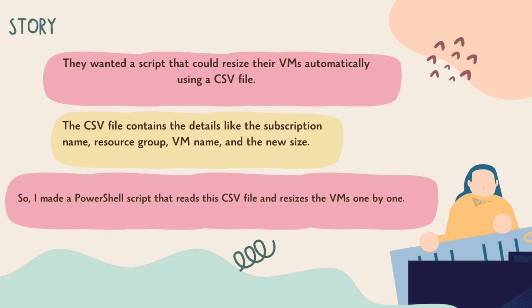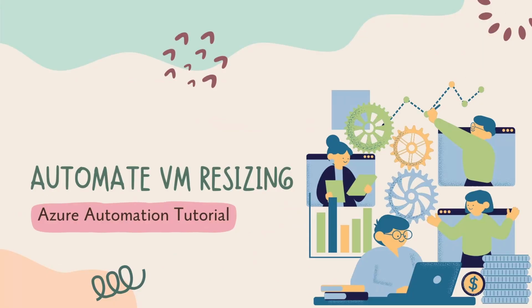They wanted a script that could resize their VMs automatically using a CSV file. The CSV file contains details like the subscription name, resource group, VM name, and the new size. So I made a PowerShell script that reads this CSV file and resizes the VMs one by one. Now let's see the script I made. Don't worry, I will explain everything in simple steps. It might look complicated, but I promise it's not.